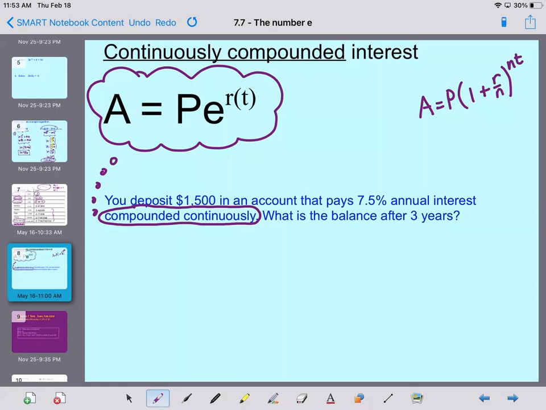The variables are exactly the same as what they were before. So P is your principal, R is your rate as a decimal, T is your time, A is your final amount. E is not a variable.